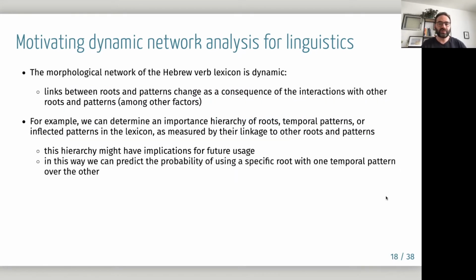The morphological network of the Hebrew verb lexicon is dynamic. Links between roots and patterns change as a consequence of the interaction with other roots and patterns, among other factors. For example, we can determine an importance hierarchy of roots or temporal patterns or inflected patterns in the lexicon, as measured by their linkage to other roots and patterns. This hierarchy might have implications for further usage. In this way, we can also predict the probability of using a specific root with one temporal pattern over the other. So if we can determine a specific importance hierarchy in terms of the probabilities to use a specific pattern on a specific day, we can do it with the help of network analysis.